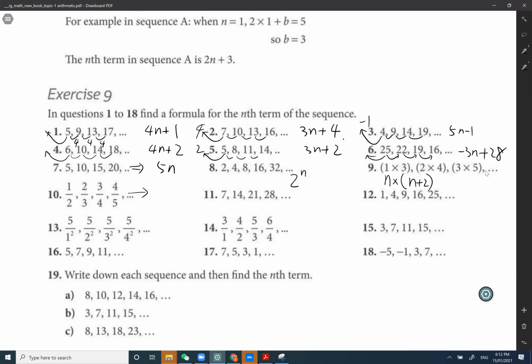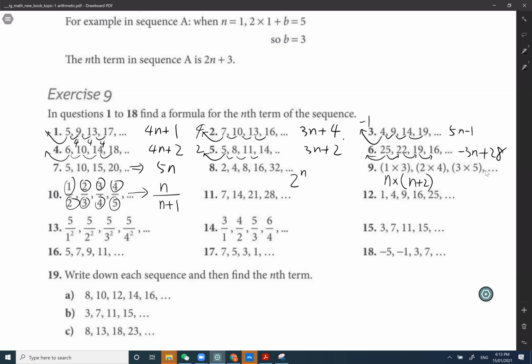Hannah, number 10. 1, 2, 3, 4, just n over... I'm not sure. Oh, the denominator is always 1 more than the numerator. n plus 1. Okay, always 1 more than the numerator.